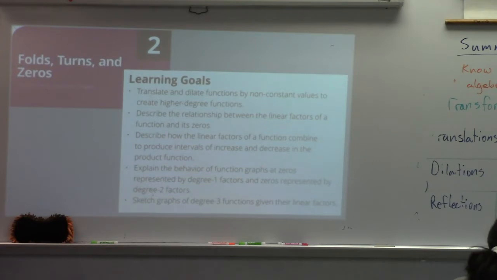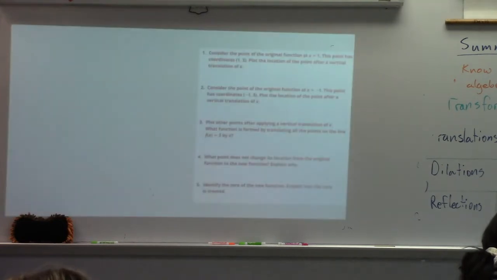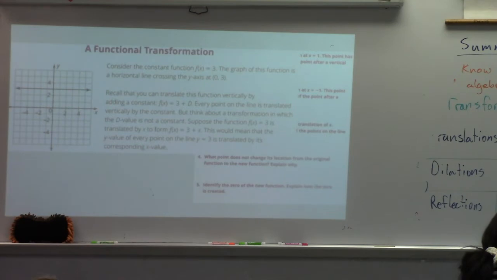Okay? So, remember, what we started yesterday is translating and dilating functions by non-constant values to create higher degree functions. And today we're going to start getting into the relationship between the linear factors of a function and its zeros. Now, one thing I want to point out here is we struggled with some of this yesterday. Is that fair to say?